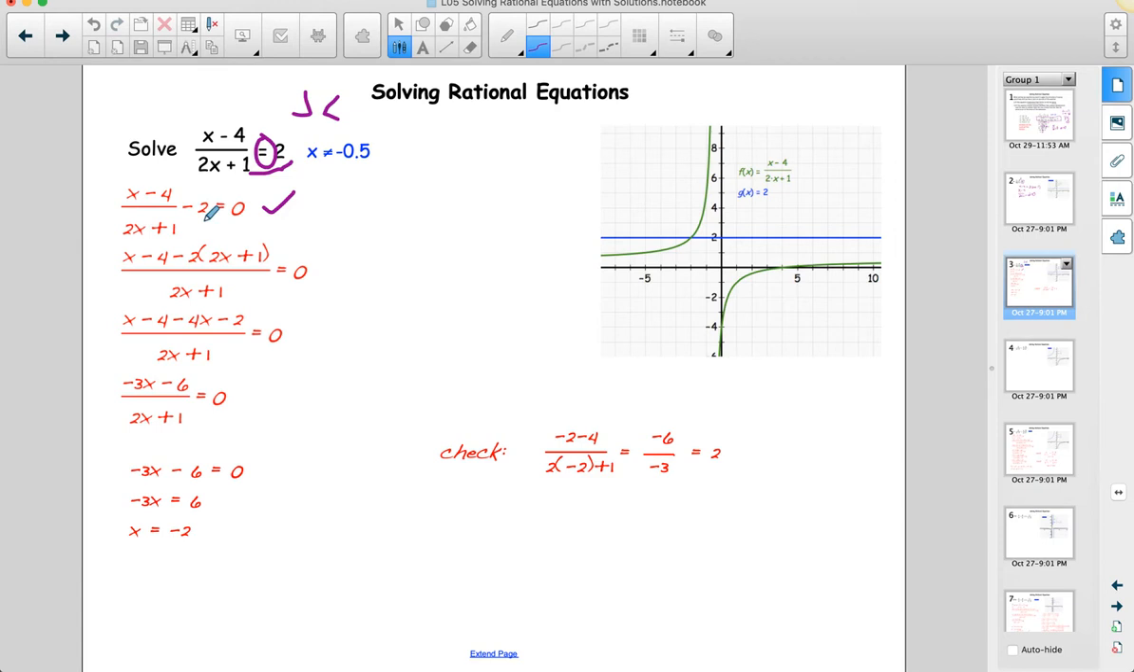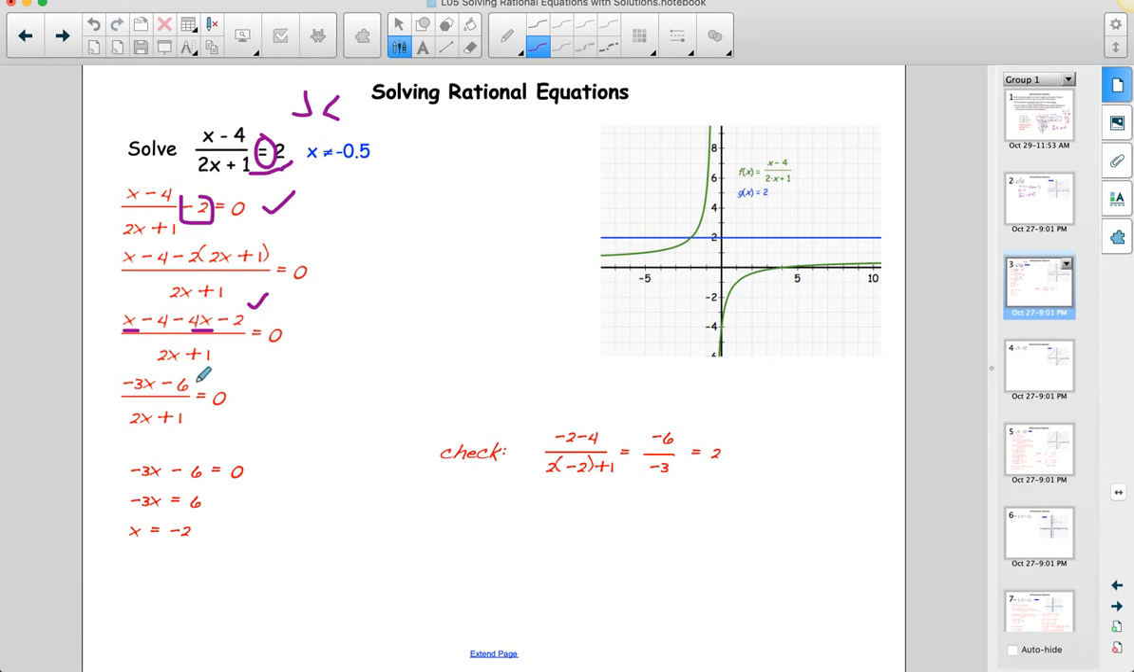So getting a common denominator now. My common denominator is 2x plus 1, so I'm going to need to multiply negative 2 by 2x plus 1. That gives me x minus 4 minus 4x minus 2. That gives me negative 3x.